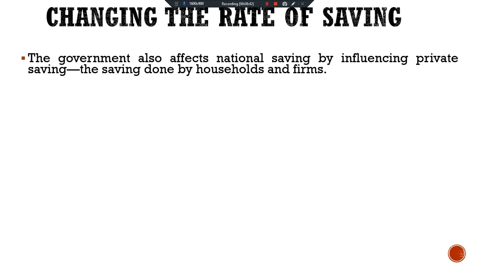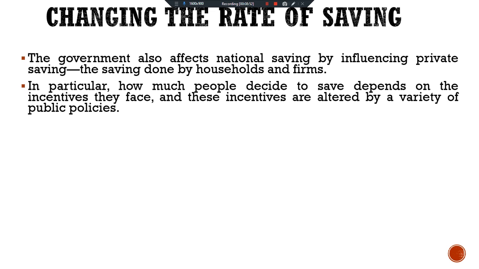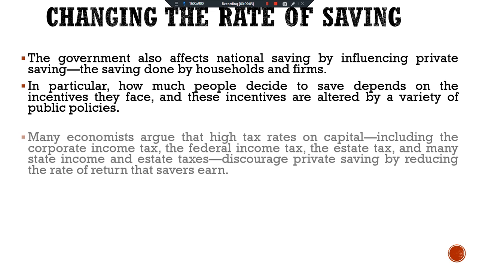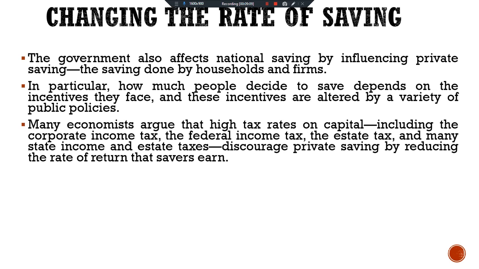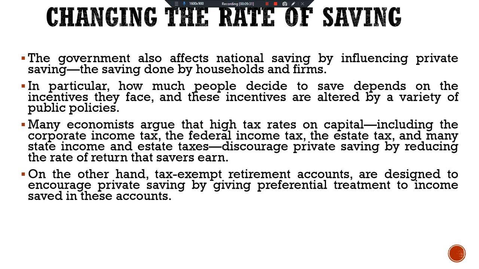Government also affects national saving by influencing private saving, the saving done by households and firms. In particular, how much the public decides to save depends on incentives they face, and these incentives are altered by a variety of public policies. Many economists argue that high tax rates on capital, including the corporate tax, the federal income tax, the estate tax, and many state income and state taxes, discourage private saving by reducing the rate of return that savers earn. On the other hand, tax-exempt retirement accounts are designed to encourage private saving by giving preferential treatment to income saved in these accounts.